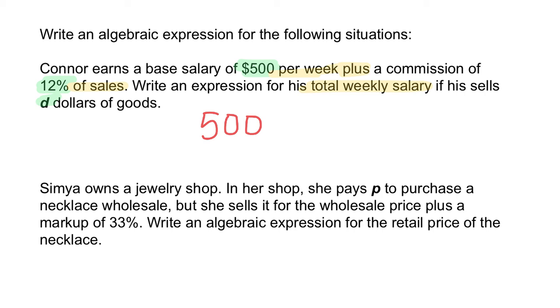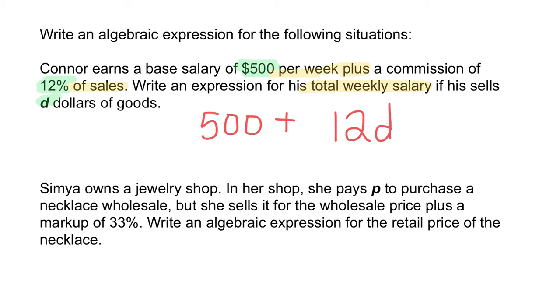And on top of that $500, he's also going to earn his commission. It says plus commission of 12% of sales. Your percent is where your variable is going to go, and that's always the case. Your percent always gets your variable in algebraic expressions. Oh, they said use D. Let's use D.